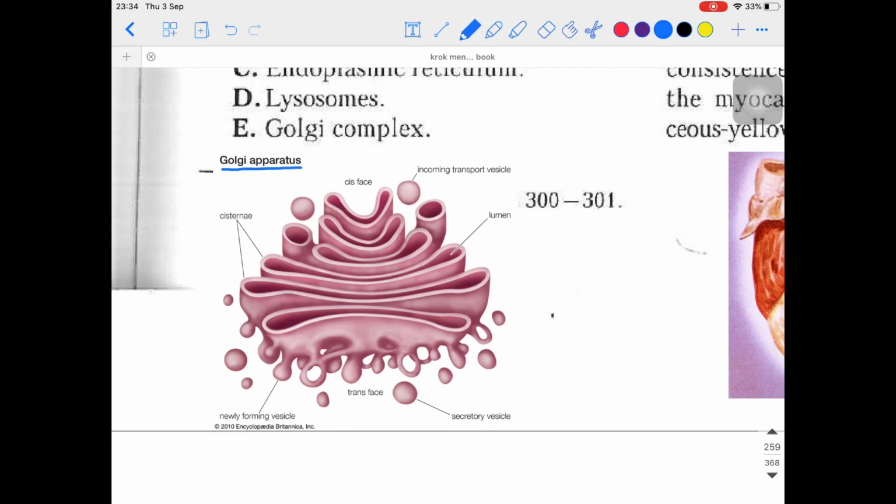Okay, so what you can see here is that this is the cis face, this side is the cis face. And obviously opposite to that will be the trans face. So this structure which you can see is the trans face, right? Here you can see the lumen between that. This part is the lumen between that. Now these are the cisternae, right? All these structures are the cisternae.